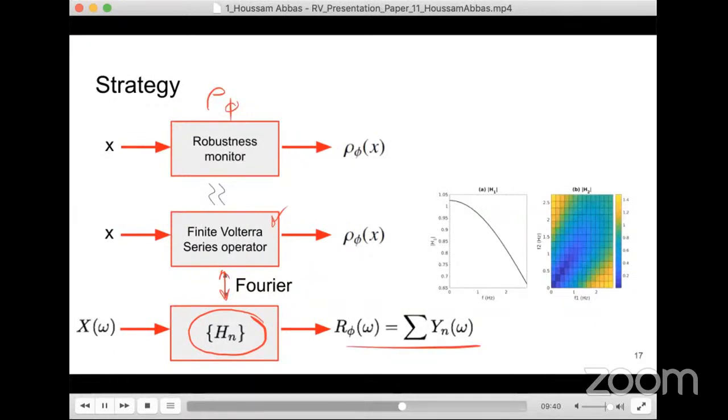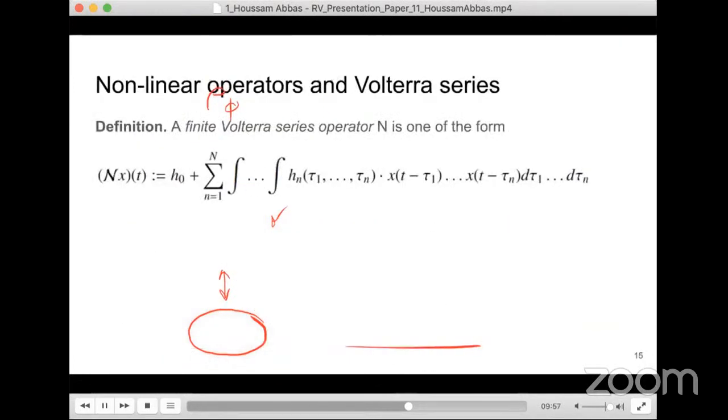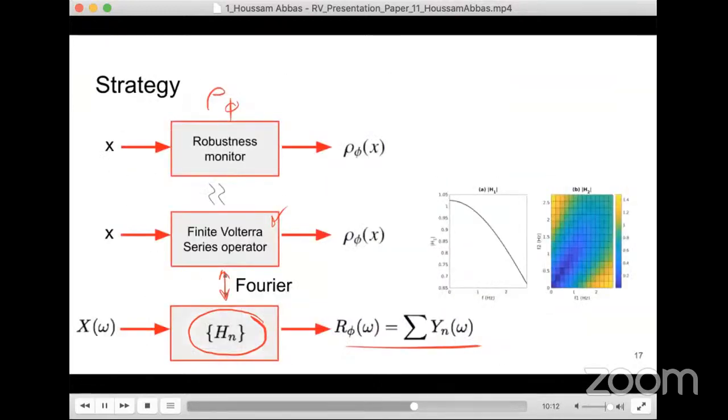Now, I should point out here, obviously there isn't a whole lot of time, but really the key technical contribution in the paper is in establishing that the robustness operator for any STL formula can be approximated arbitrarily well by a finite Volterra series operator. Which, if you think about it in general, this is what a Volterra operator looks like. There is no reason to assume, or to expect perhaps, that the robustness operator can be approximated by a sum of integrals of this form. Turns out it can, and the details are in the paper. All right, so this is broadly our strategy and how we went about it.